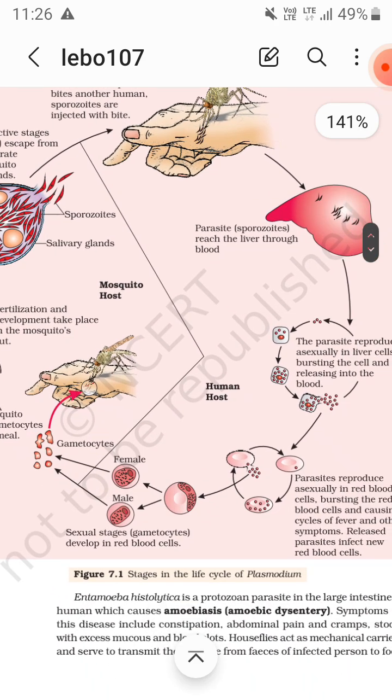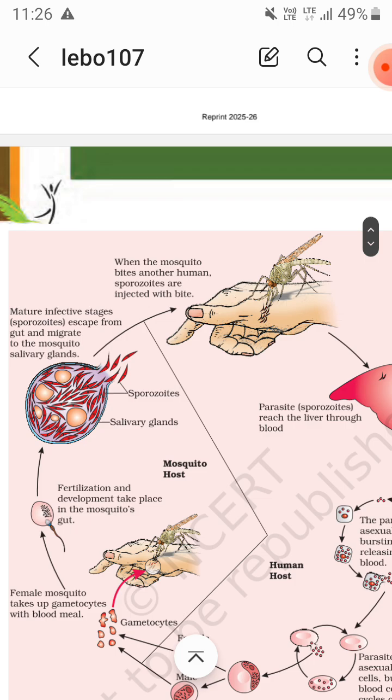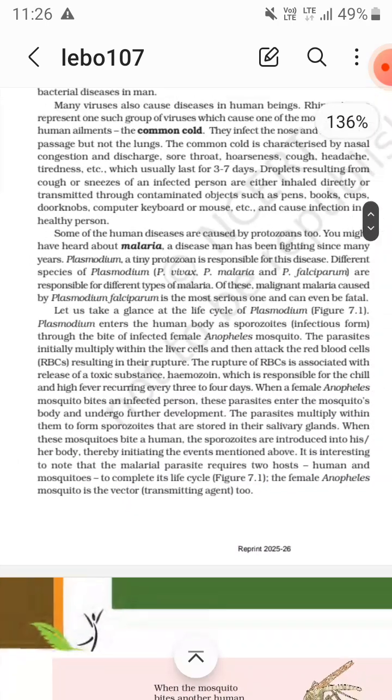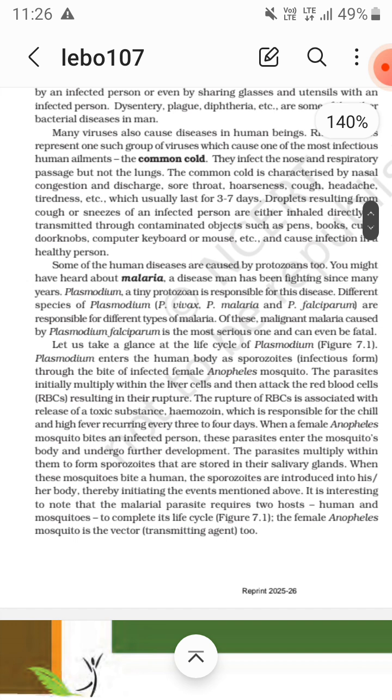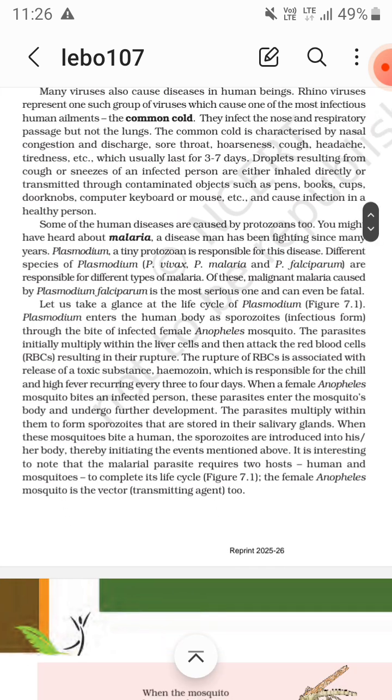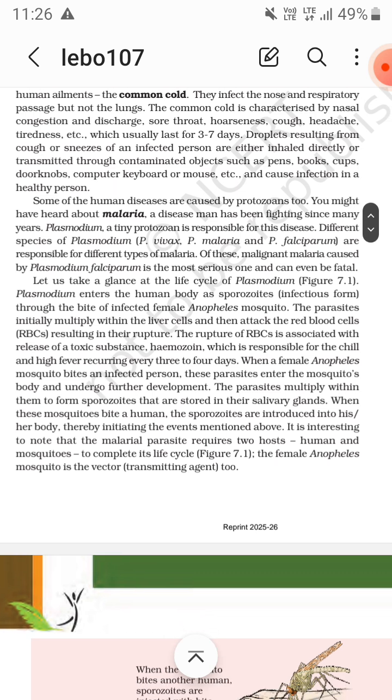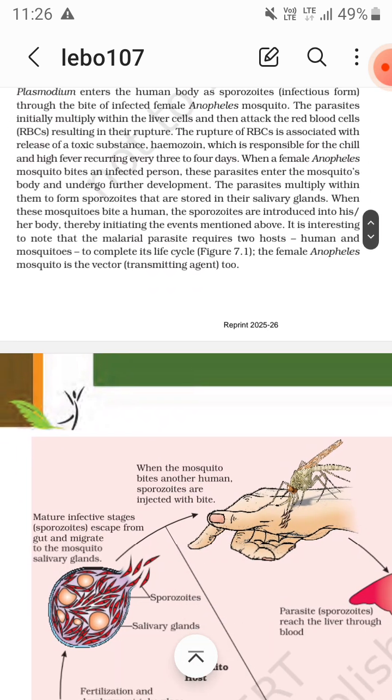Now these are the stages in the life cycle of Plasmodium. Malaria. The parasites initially multiply within the liver cells and then attack the red blood cells, RBCs, resulting in their rupture. Hemozoin is a toxic substance. It is a toxic substance.